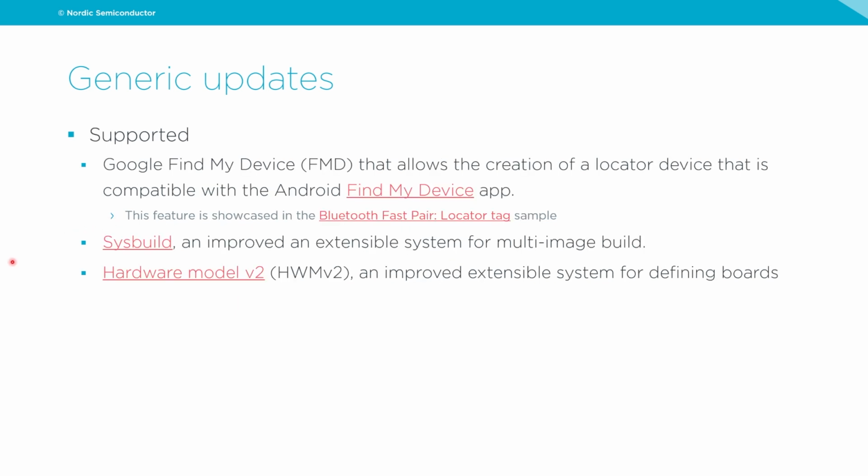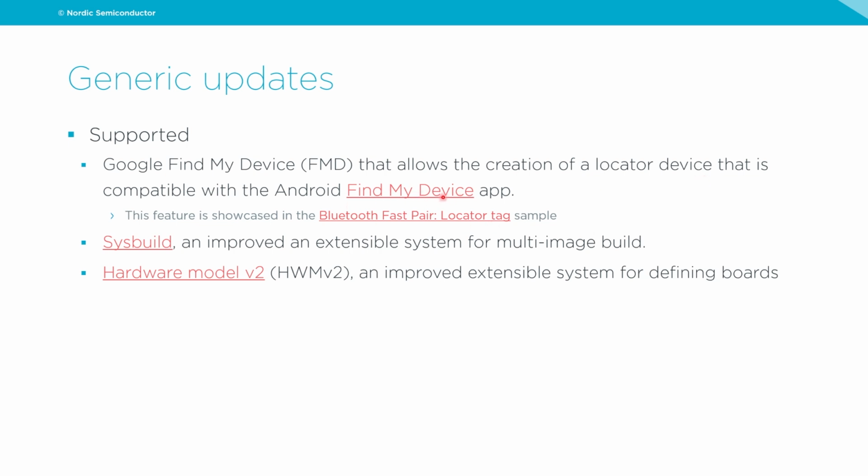Okay, then moving to supported features, and we'll have a little bit more in-depth information on the next few slides. The first highlight here is the introduction of Google Find My Device, or FMD for short. This is a really cool feature. This allows you to create a locator device that is compatible with the Android Find My Device app. I'll leave a link here on the slide.